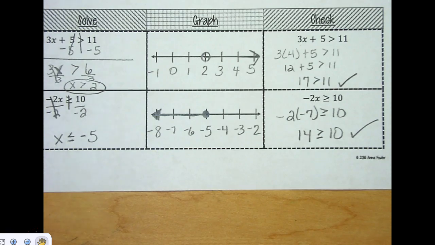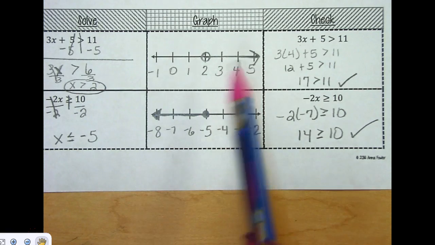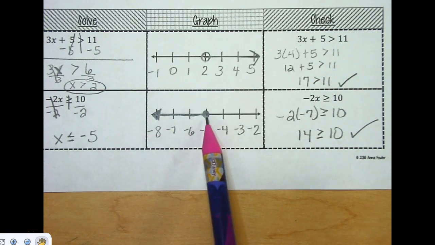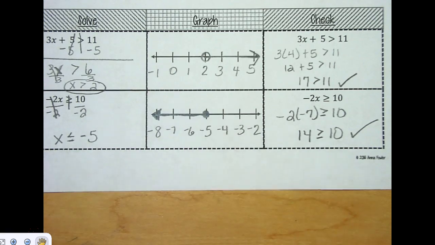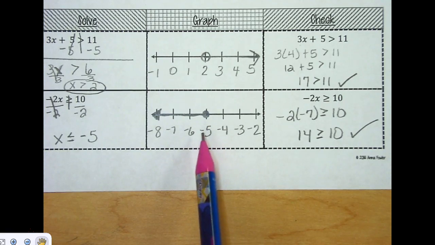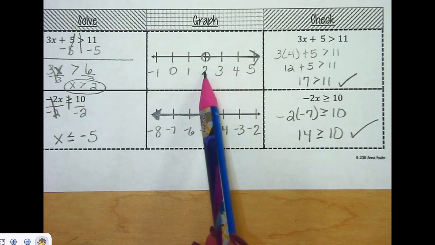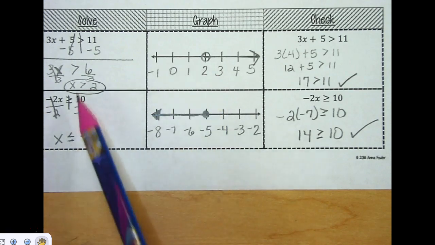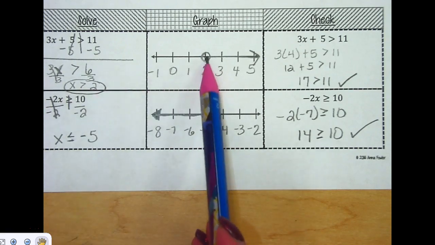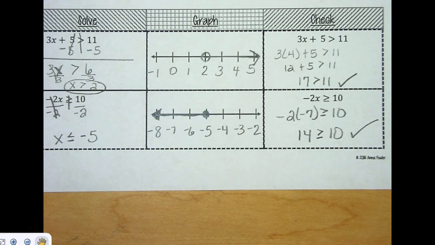Do you all understand the checking part of it? Yes. So you're just picking any number over on the side where you've graphed. Could I have picked negative 5 on that one? I could have picked negative 5, correct? Because it's a closed dot. On this one, could I have picked 2? No, because it has to be a number greater than 2, so I could not have picked 2. Do you understand the difference? Okay. All right, we've got another page of these to try.